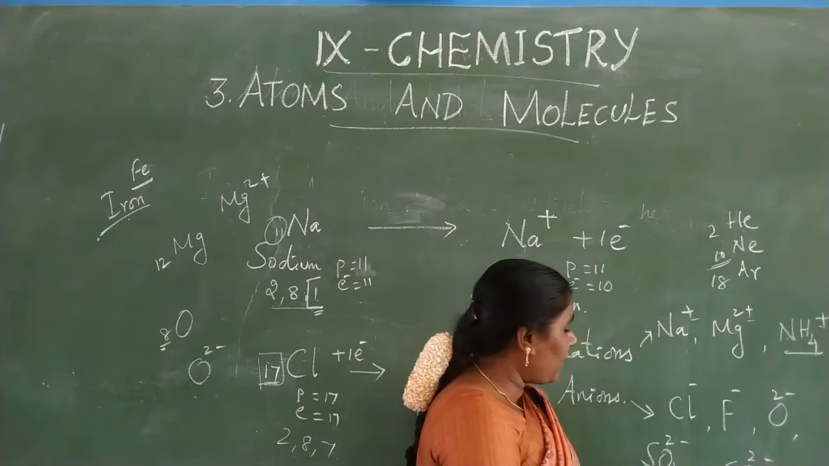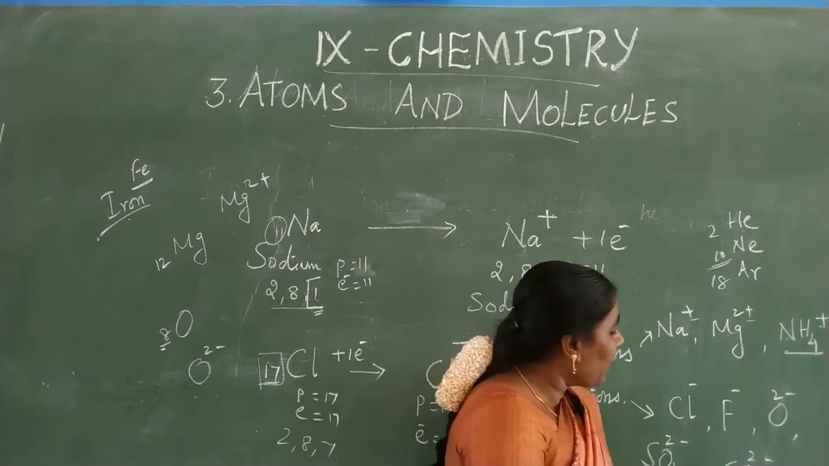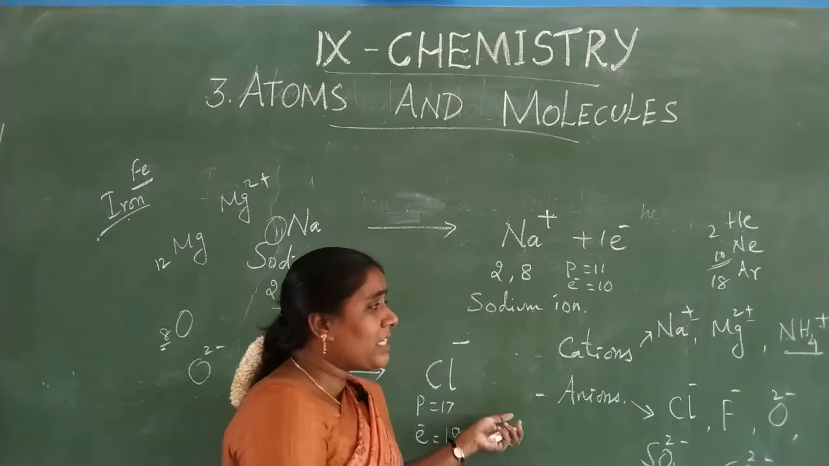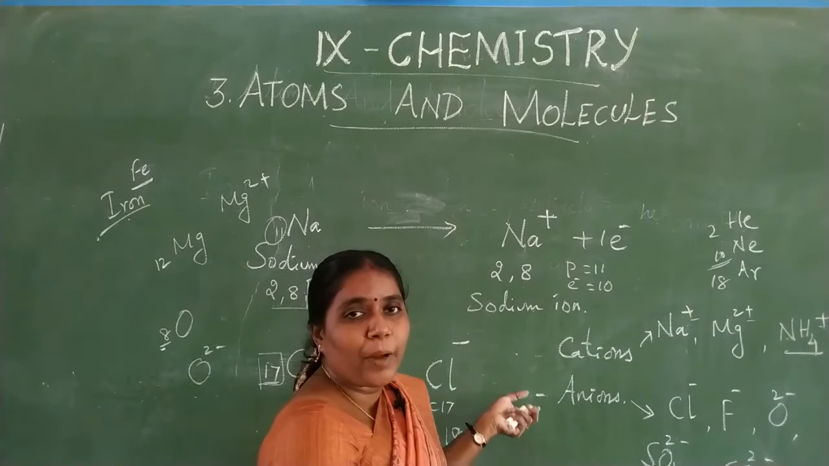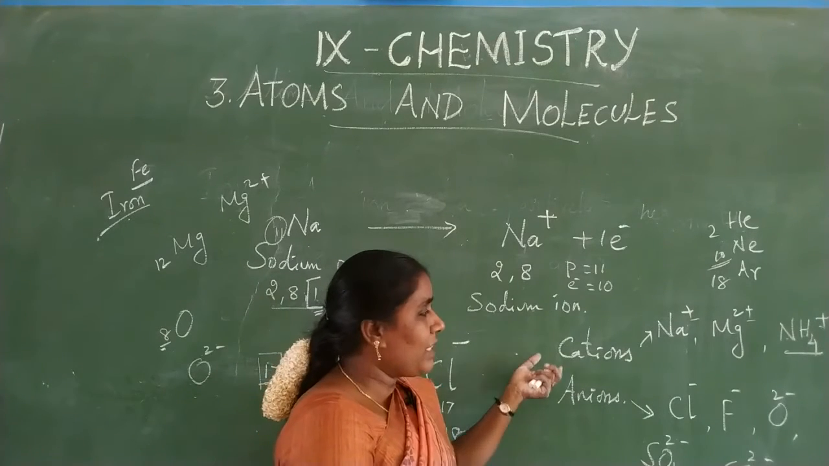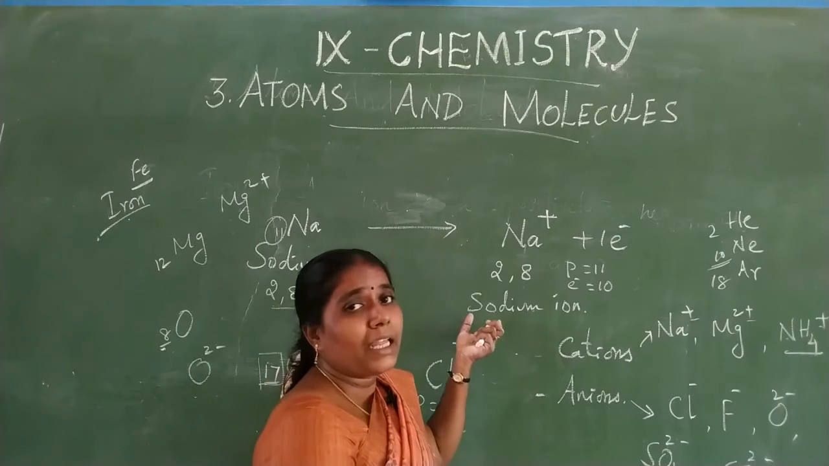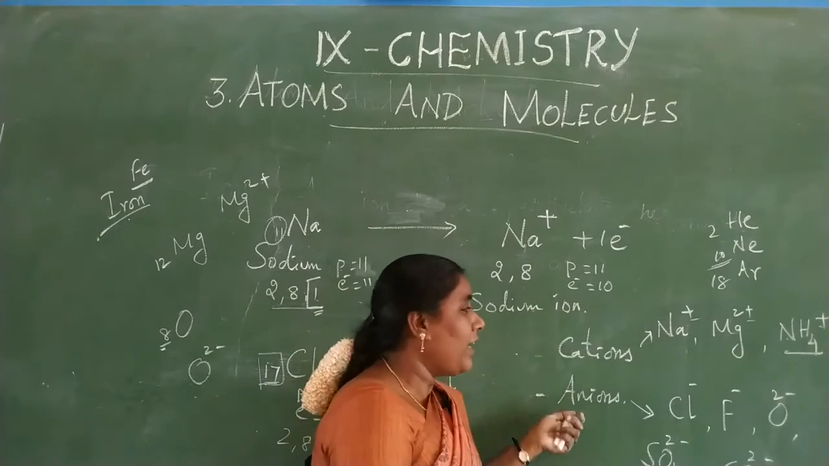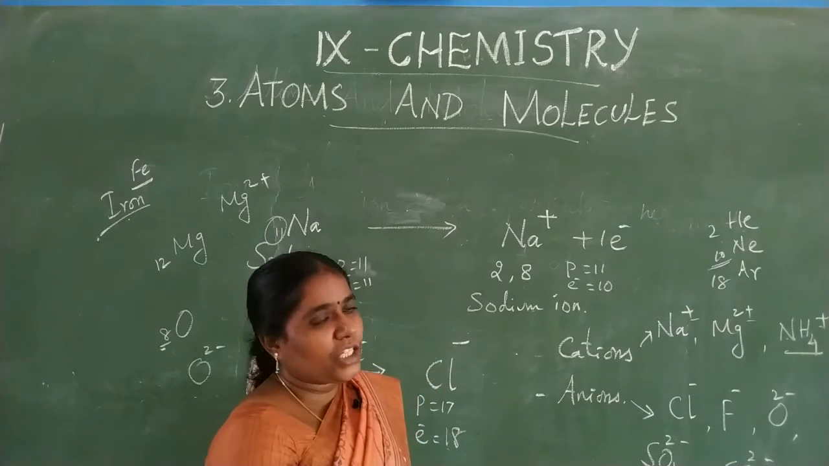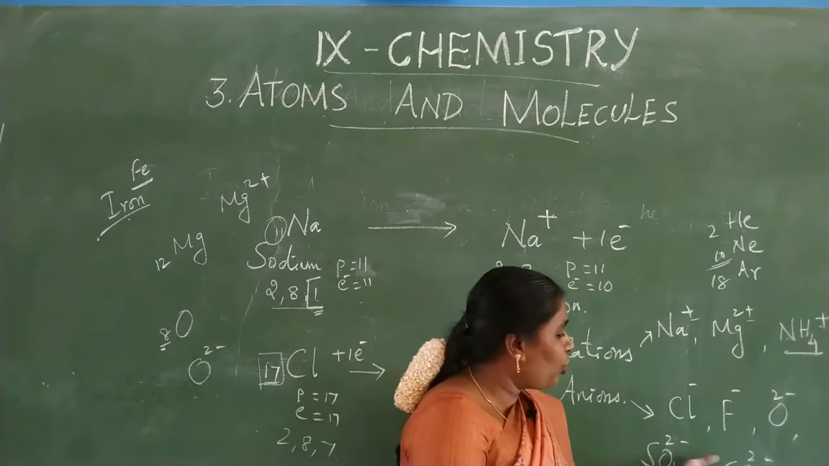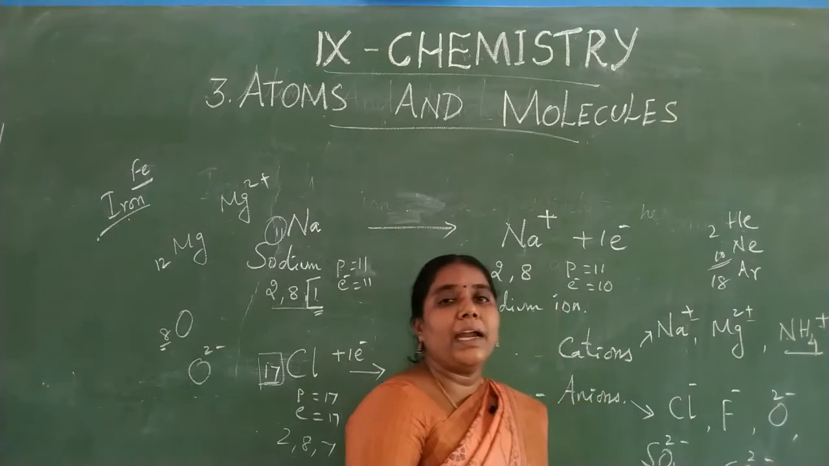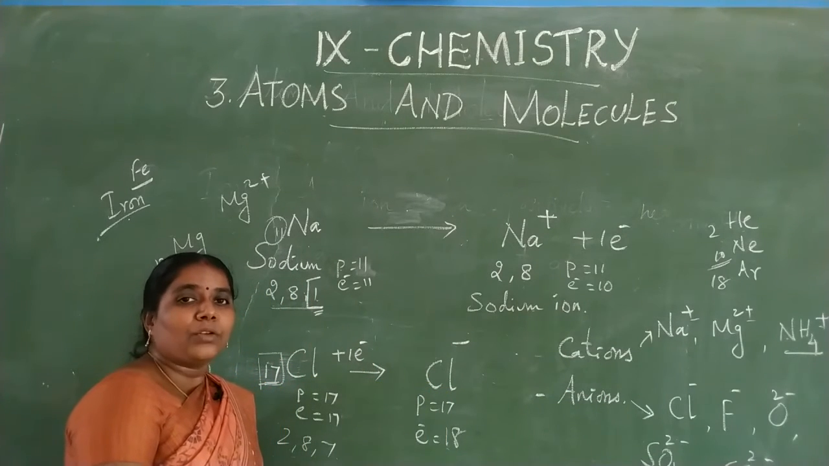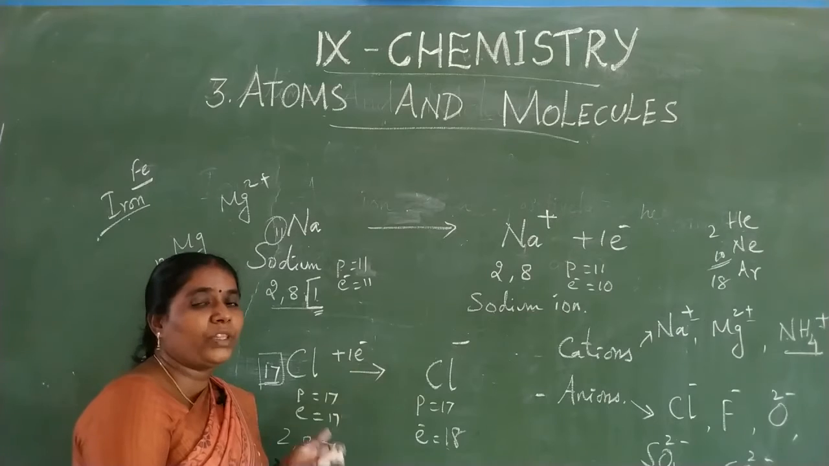And likewise, sulfur and oxygen combine to form sulfate ions. Carbon and oxygen combine to form carbonate ions. So like this, a single atom or a group of atoms combine to form ions. These are called ions, cations and anions. Cations are positively charged ions and anions are negatively charged ions. And we can say these groups of ions are called polyatomic ions. Polyatomic ions mean a group of atoms with charge.